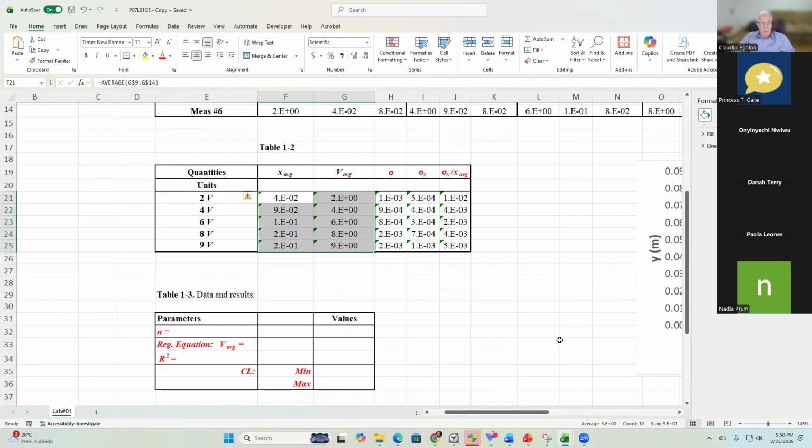So there is no lab report due next week because we didn't finish this one. We should be able to finish next week. And then you should turn in the lab report 2 weeks from now.